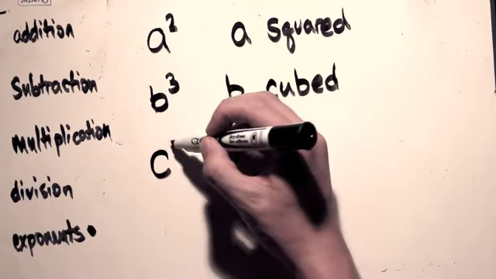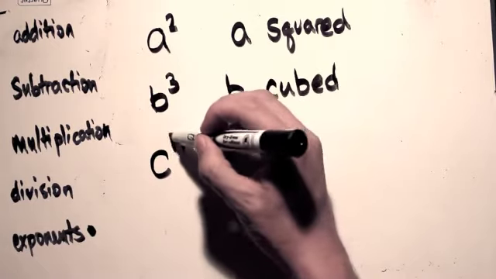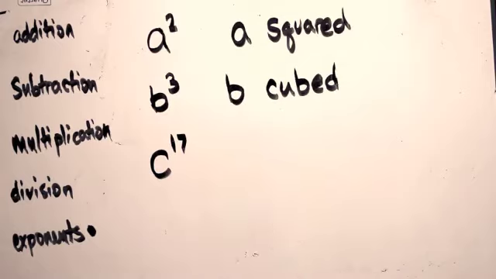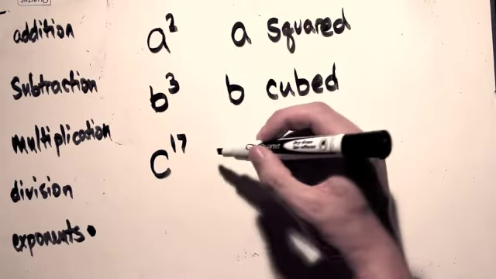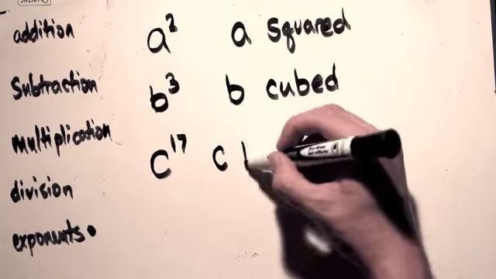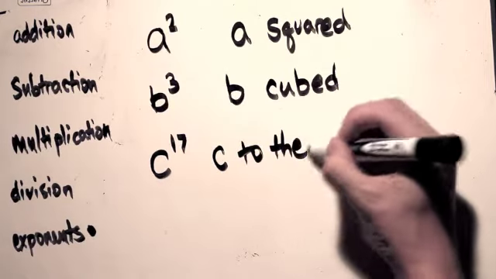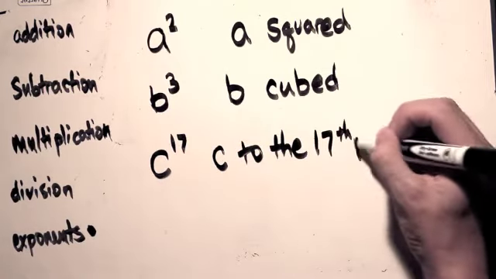Perhaps c to the 17, or c and then the exponent is 17. Well, what we would say here, and for all other exponents other than 2 and 3, is we would say c, or a number, either way, c to the 17th power.